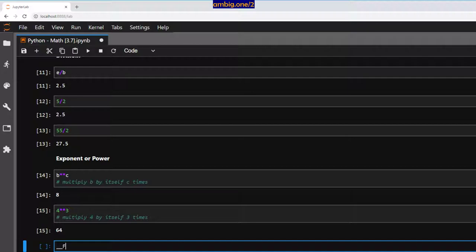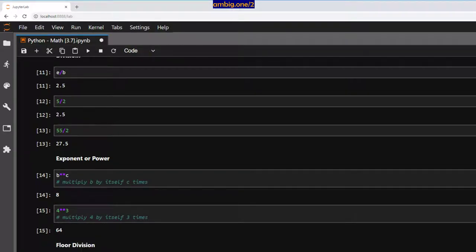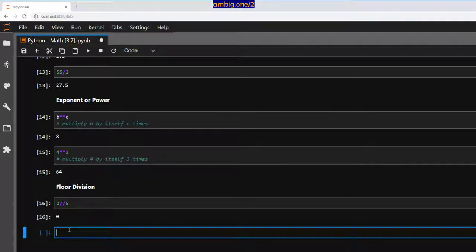Then we have floor division. 2 by 5, so let's see, 2 by 5 is 0.4. Floor rounds off. It removes whatever is there after the dot. So 0 is the whole number here, so it will take 0.